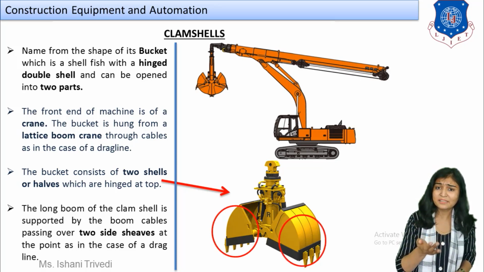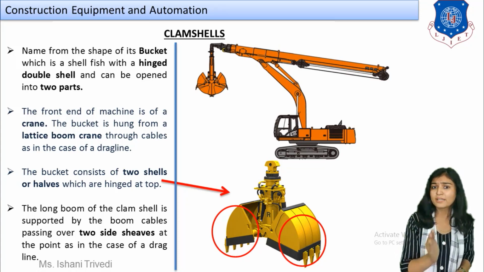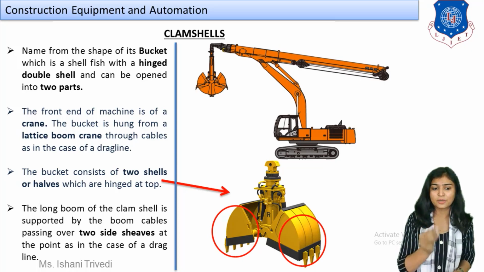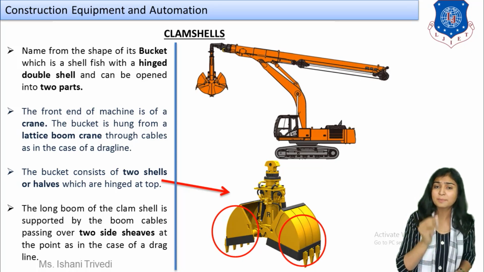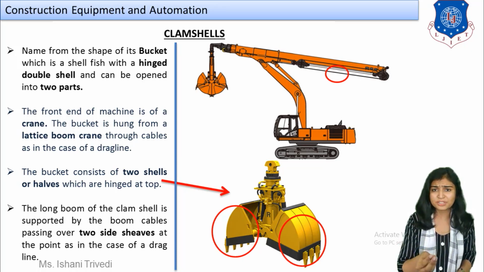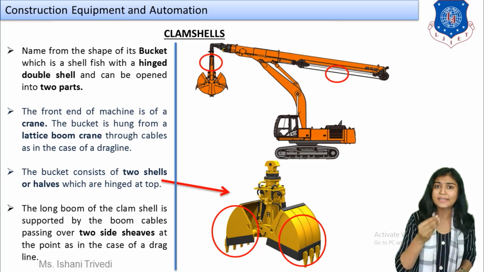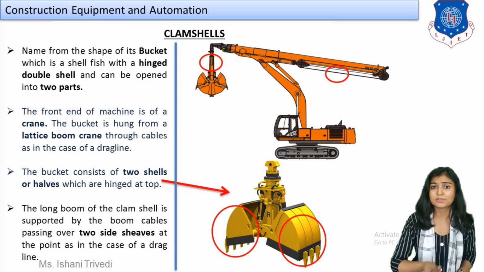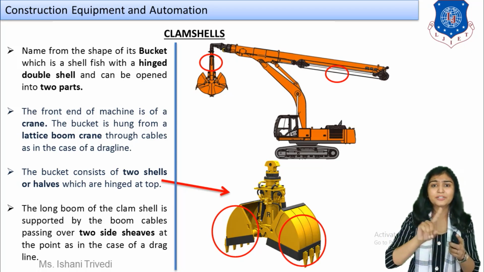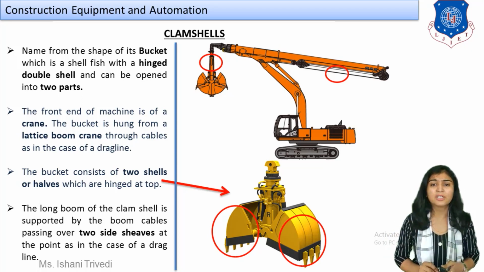Now, the bucket consists of two shells. I have highlighted right in front of you that these are the two shells, the two parts of your bucket. It will be hinged at the top. The long boom of the clamshell is supported by the boom cables. I am highlighting the boom cables over here. It is just the hoisting cable passing over the two side sheaves. I am highlighting the sheaves in front of you. The part just above the two shells, which connects both of the shells, is known as the sheaves. The sheaves will be connected directly to the hoisting cable, and this is how your work will be done.